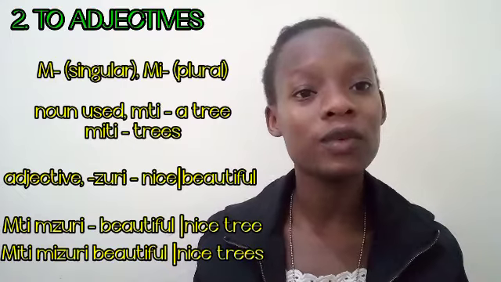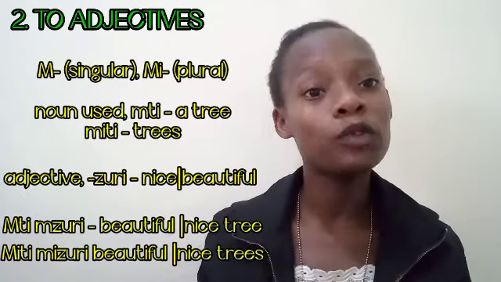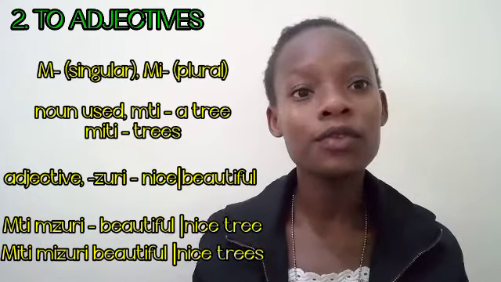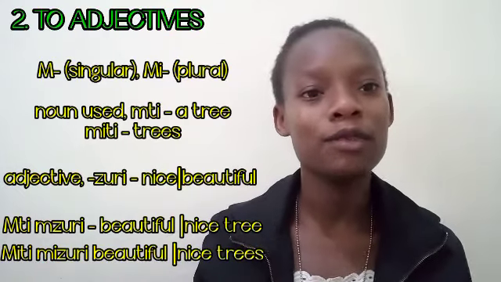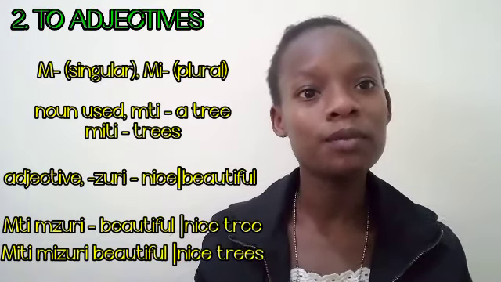So with the OE noun class, you prefix M for singular: mti mzuri. Plural, you prefix mi: miti mizuri. Mti mzuri, miti mizuri.